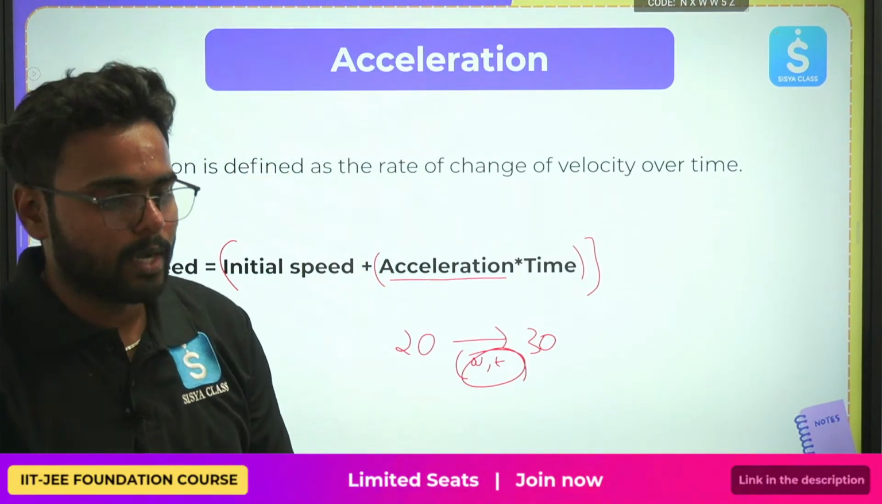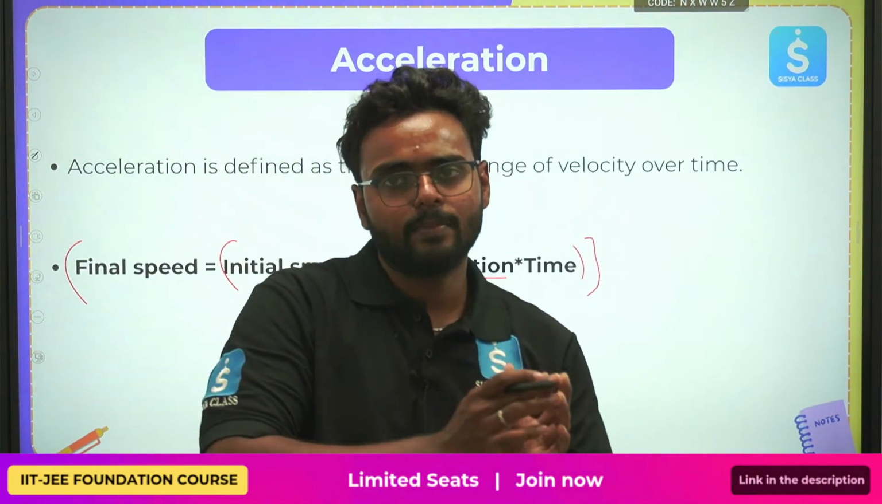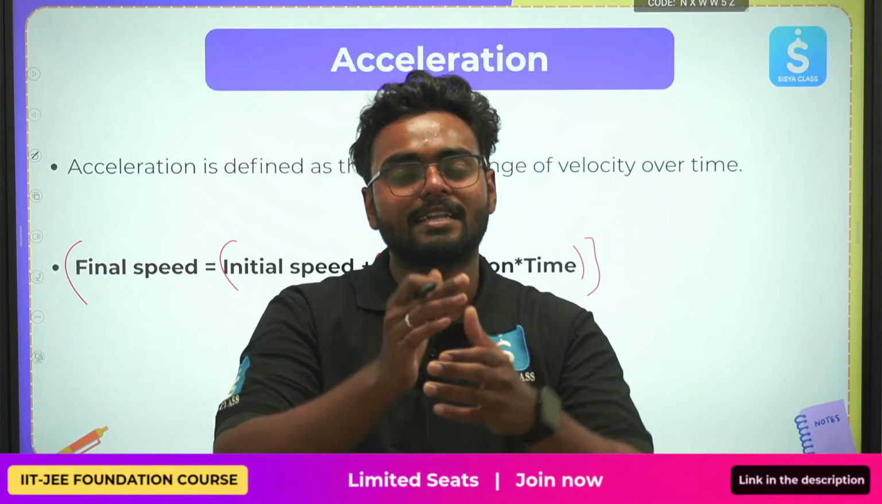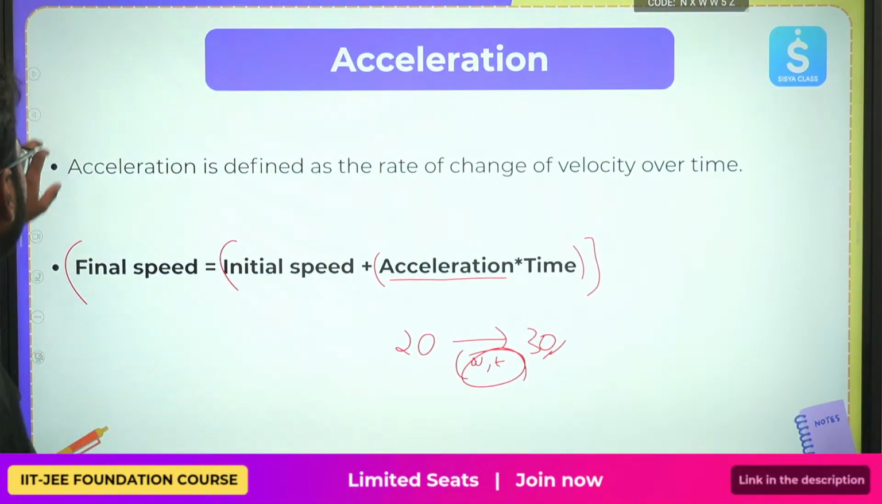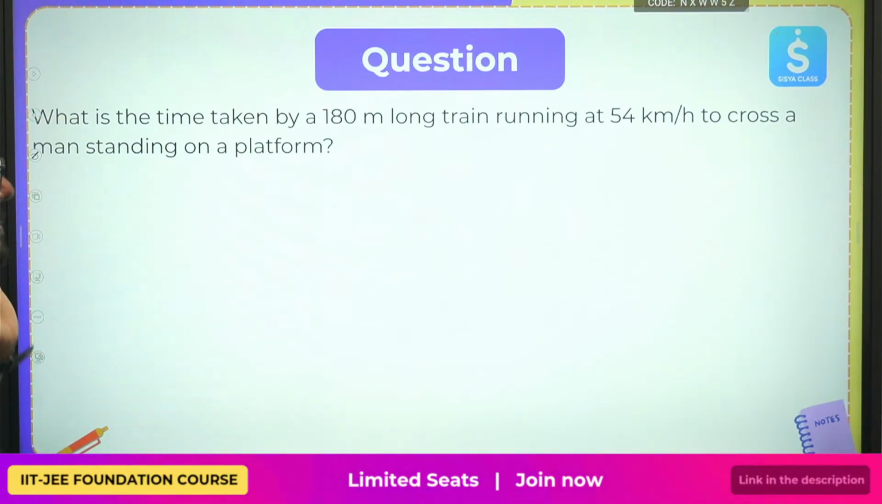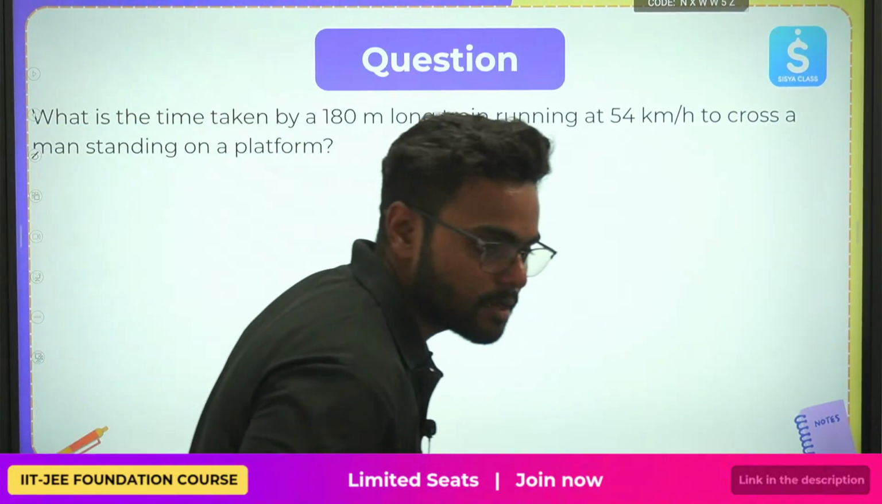Okay, if you're moving from 20 kmph to 30 kmph, let me assume you're on 2 meter per second, and the time taken for that to reach this speed. Okay, let us continue. So this is a simple question we have right now, right? Just a second.